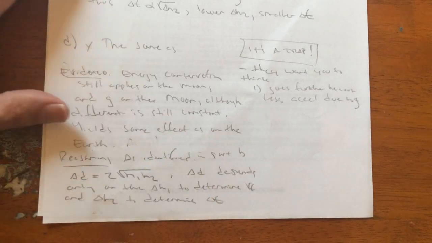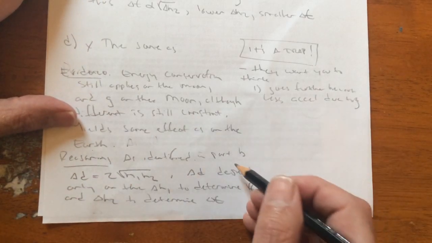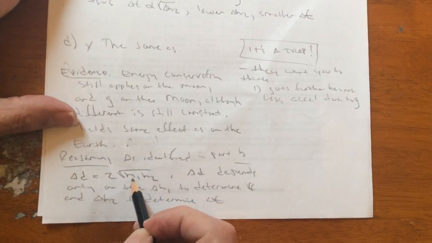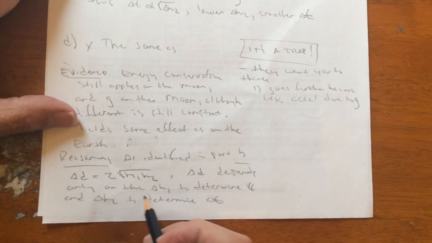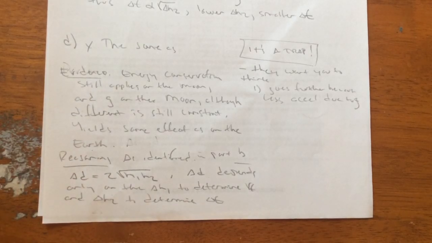So you can derive all this again. I just said, as identified in part B, change in D equals 2 square root h1 times h2. Change in D depends only on the change in h1 to determine the final velocity, change in h2 to determine the time. You're good. College Board, again, likes the claim evidence reasoning. I recommend that you set it up like that.